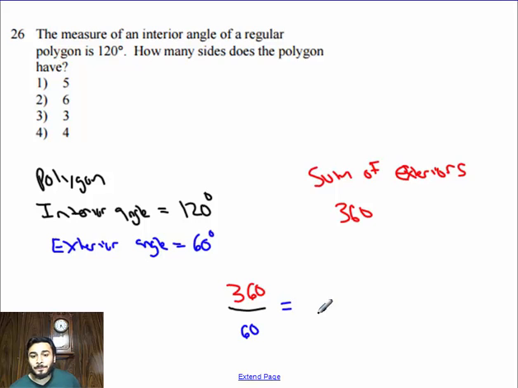And when I do that, I get 6. So the answer is choice 2. Let me go through that one more time, right? So what I did is I found the measure of one of the exterior angles. One of them measures 60. Now I know that they all have to add up to 360, right? So just do 360 divided by 60 and you'll get the amount of sides that it has. And so the answer is choice 2.